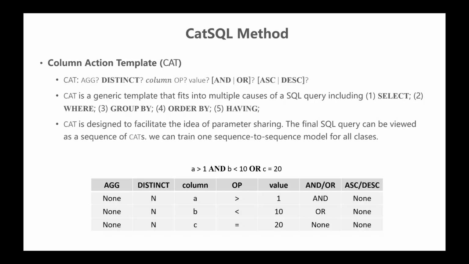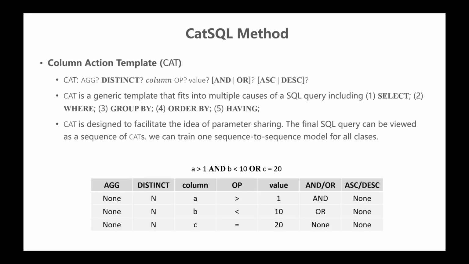The CAT is the major sketch of CAT-SQL. Each CAT focuses on one column to be used in the target SQL query. Specifically, a CAT consists of a column name and the corresponding functions including the aggregation function, the condition operator, the value, the AND or conjunction, and the sort order. CAT is a generic template which can fit into multiple clauses including select, where, group by, order by, and having.